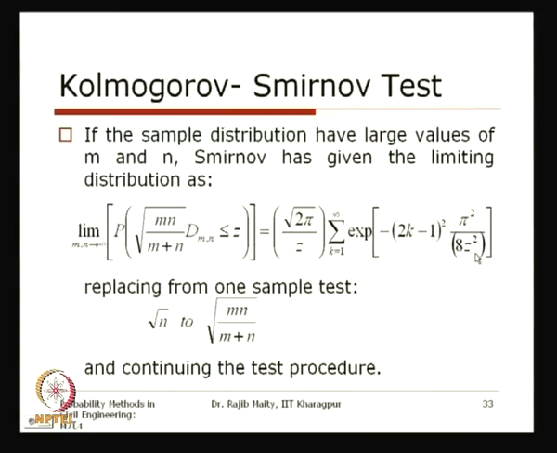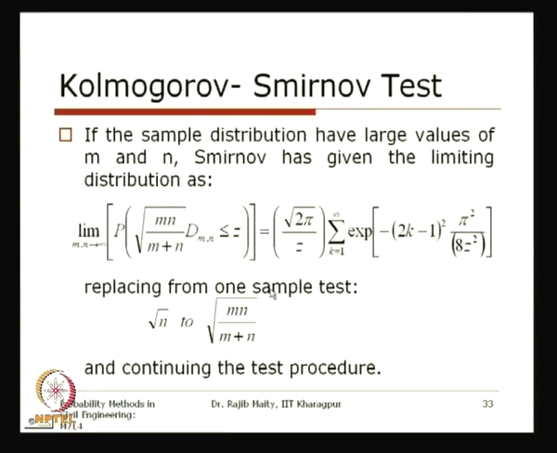So basically, in the single sample test it was square root of n, and for the two sample test it is replaced by the square root of mn by (m plus n). The sample size n used in the one sample test is replaced by the representative sample size for the two sample test, which is mn by (m plus n). So once we have the two samples, we first calculate the representative data length, and the remaining thing is the same as whatever we discussed for the one sample test.